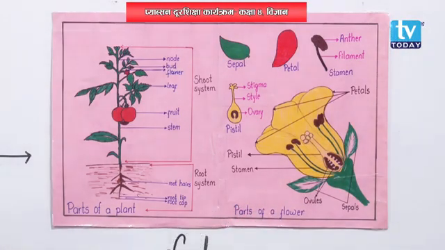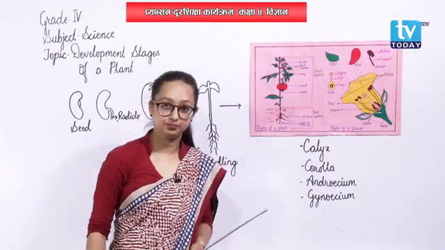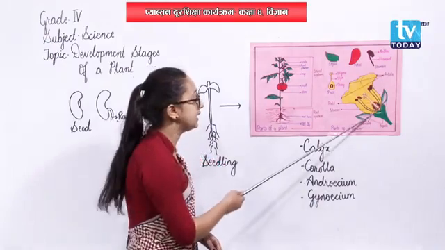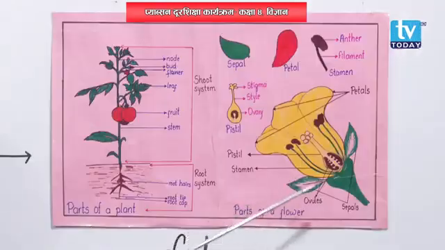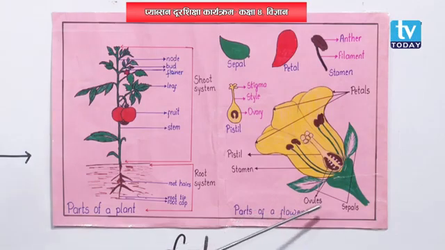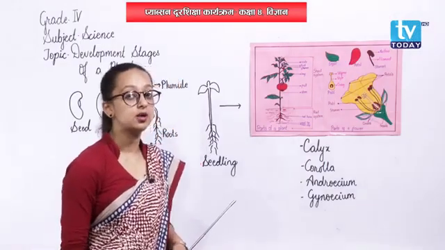What do sepals do, or what is the function of calyx in a flower? Okay, since calyx is the outermost covering, it protects the flower in its early stage. That means whenever the flower is young, it is protected by sepals. Okay. Now let's move on to corolla. This is the second whorl of a flower. Calyx is the first whorl, and corolla is the second whorl of a flower.